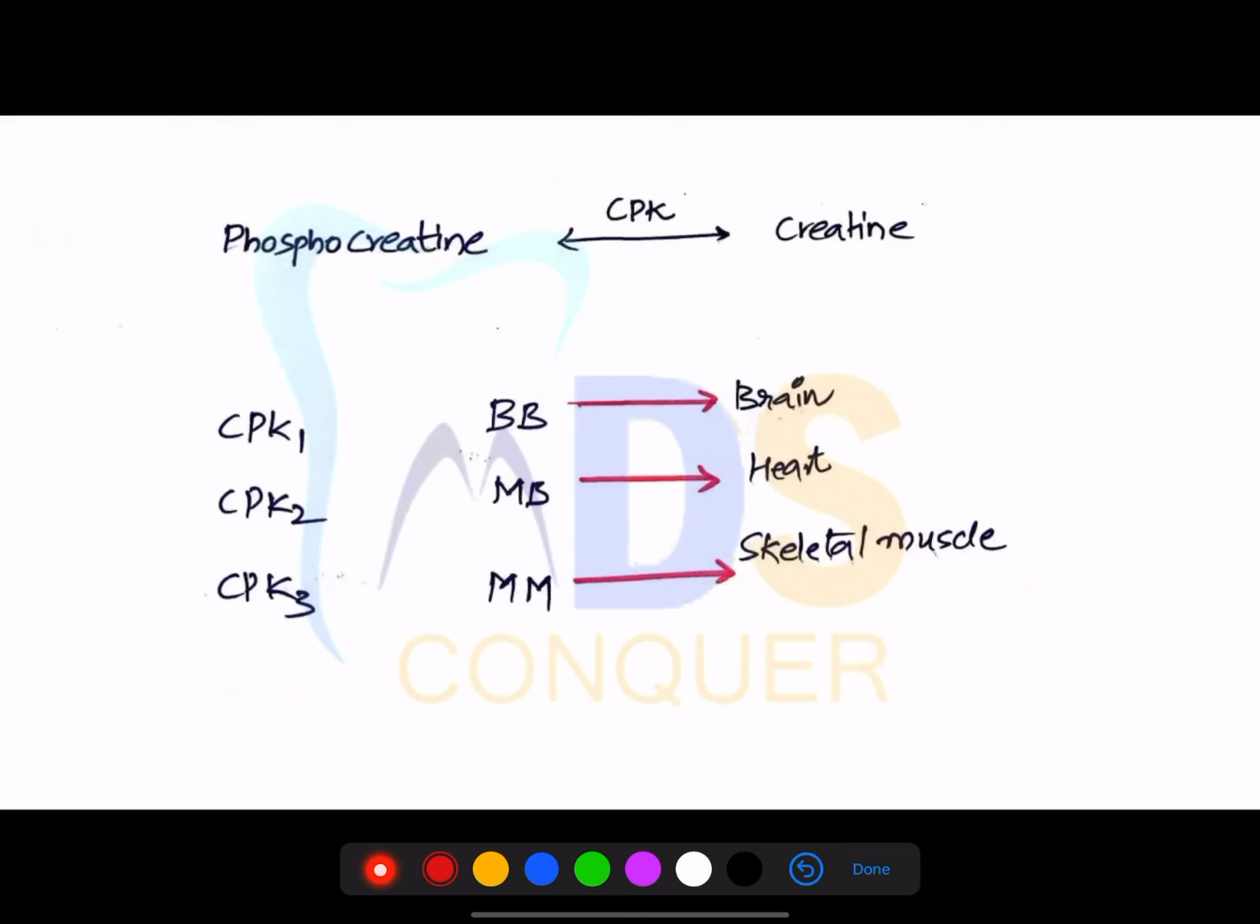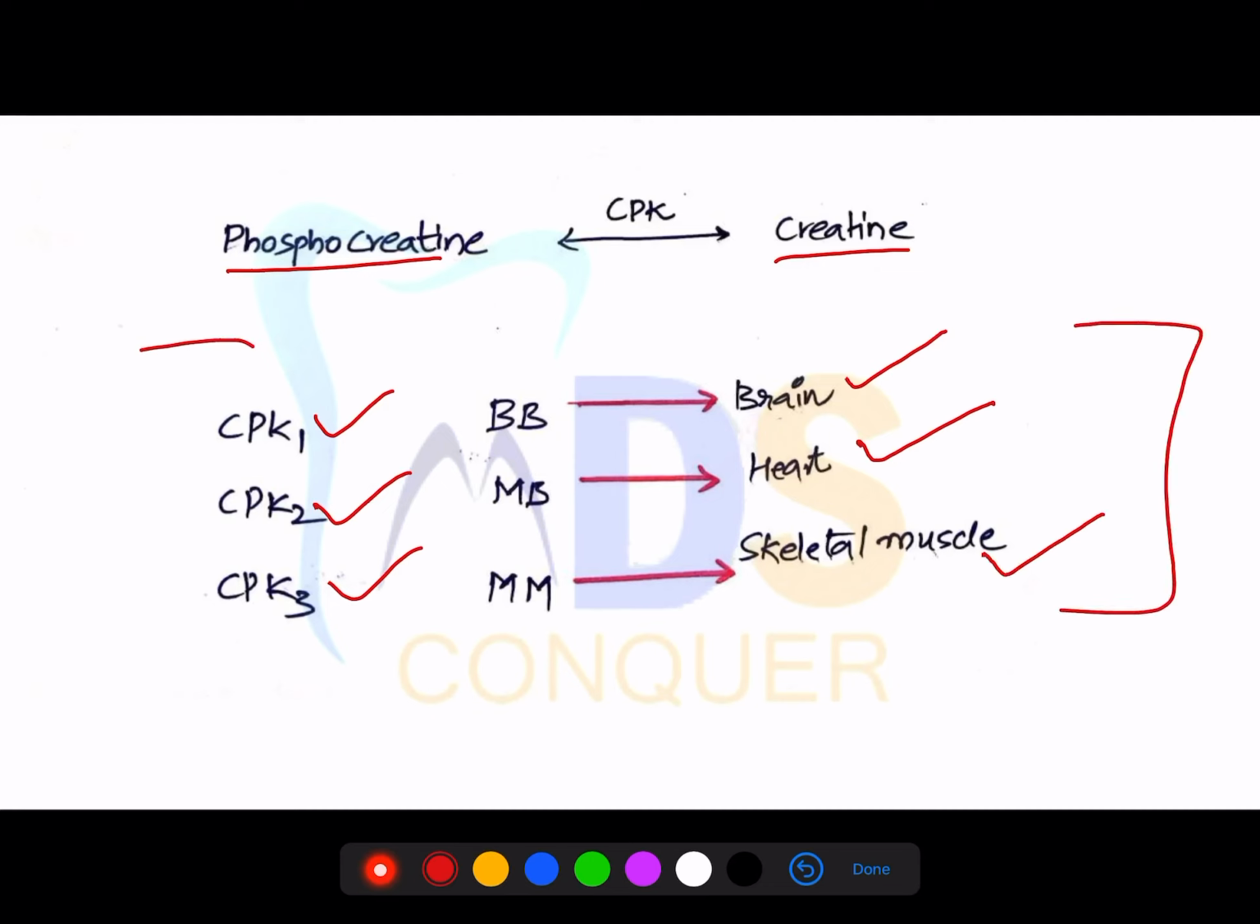The next comes, most of you are familiar with CPKs, CPK 1, 2, 3. These are the three isomers present in the CPK. CPK helps in the conversion of phosphocreatine to creatine. CPK1 is present in the brain, 2 is present in the heart, and 3 is present in the skeletal muscle. Most common regularly asked questions.